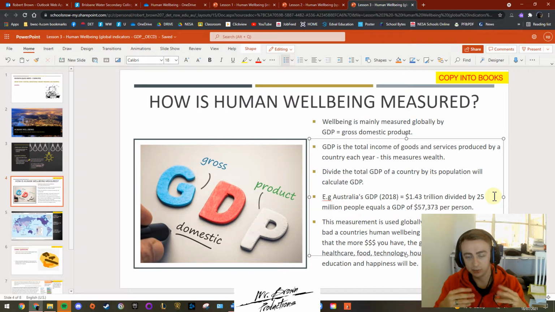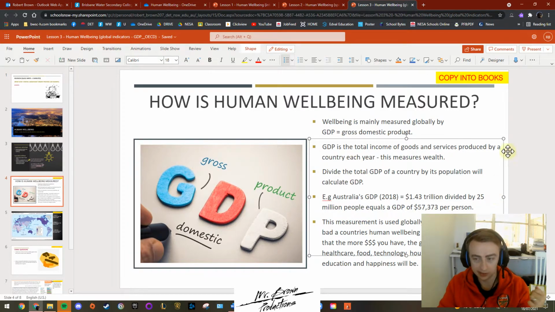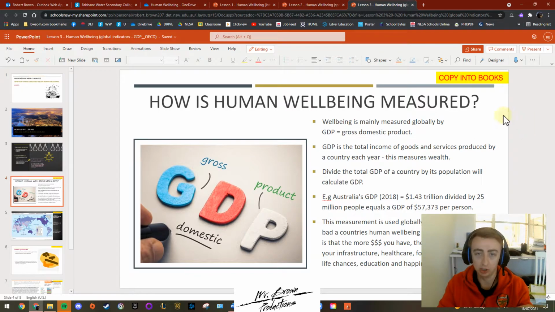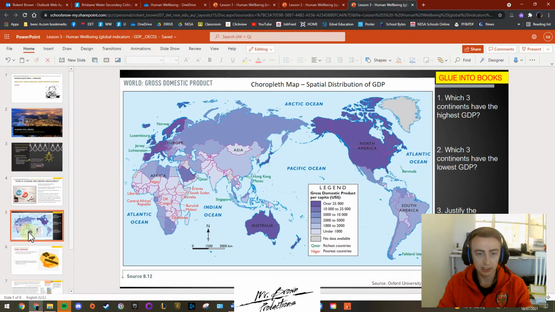And so the idea with GDP is that the more money a country earns, the more investment it can place in its people and its services, and that's going to improve the overall human well-being and quality of life of people within that country. So that's the main thought pattern behind GDP. Once you've written all that in your books, move to the next slide.